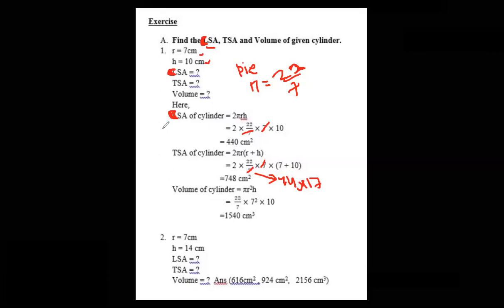Okay, so one more thing, let me remind you. First, listen to my voice first. What is the full form of CSA? It is curved surface area, 2 pi rh. No, I'm asking the full form of CSA. Curved surface area. Okay, so what is the last word over here? Area, isn't it? So what is the unit of area?